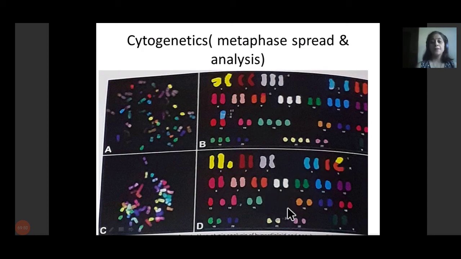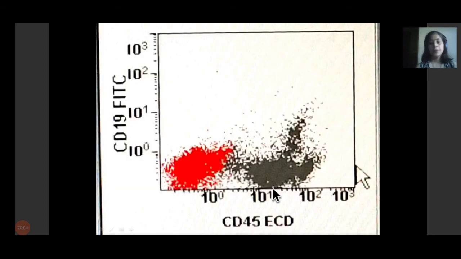And similarly, the other picture is nearly the same. So there is some sort of aneuploidy in this pattern also, but compared to this one, this is not that bizarre. So now we come to the flow cytometry, which is the integral part of the myeloma. This is one of the cases which I reported.